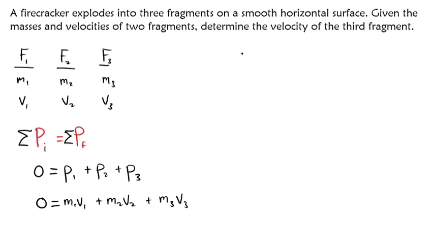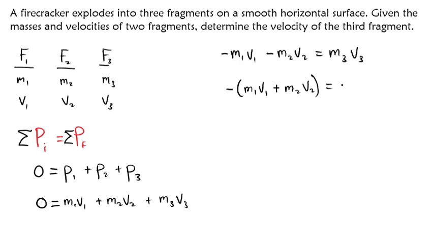So to do that, I can rewrite my equation now as negative m1 v1 minus m2 v2. This is equal to m3 v3. On the left hand side, that negative is common. I can factor it out. So that will be negative, open bracket, m1 v1 plus now, because we factored out the negative, m2 v2. This is equal to m3 times v3.